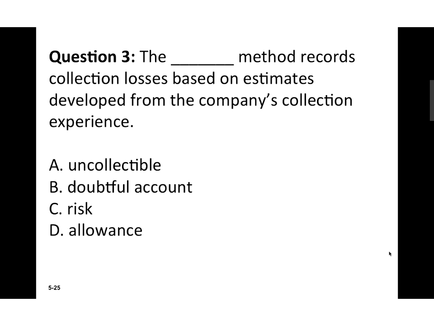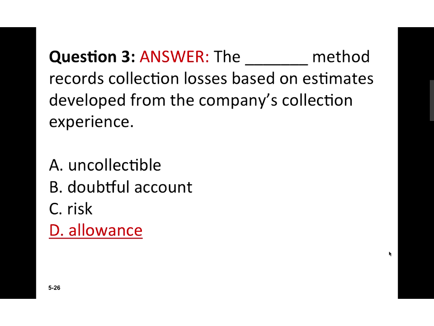Okay, we're going to close this in 5 seconds or so. The blank method records collection losses based on estimates developed from the company's collection experience. Okay, this one will be the allowance method. The allowance method is what we've been talking about. It is the allowance method.